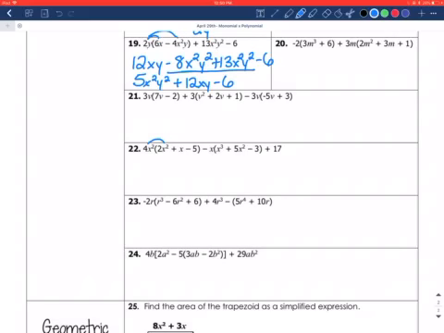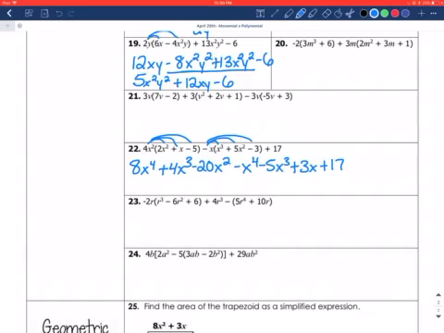So for 22, we distribute, and that will give me 8x to the fourth plus 4x to the third minus 20x squared. So there's the first one. Now we distribute this negative x, and that'll be negative x to the fourth minus 5x to the third plus 3x, and then plus 17.